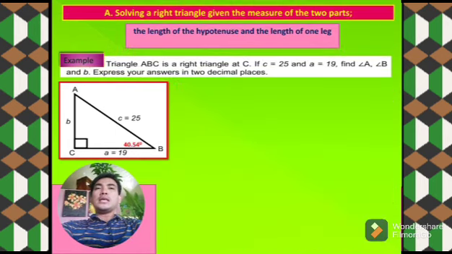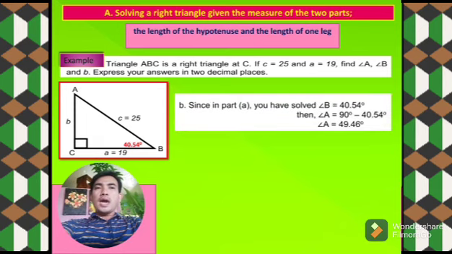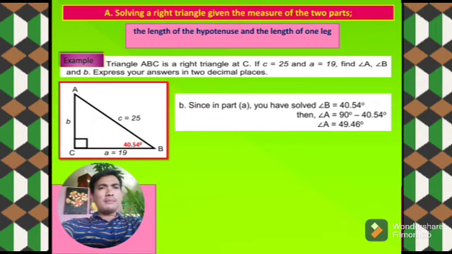Now, how about if we will find the measure of angle A? So from the illustration, you have it there. Since in part A, you have solved angle B is equal to 40.54 degrees, then we can conclude therefore that angle A and angle B are complementary angles. Since they are complementary angles, it measures 90 degrees. So in our solution, angle A is equal to 90 degrees minus 40.54 degrees. So the total is going to be 49.46 degrees. And that would be the measure of angle A.